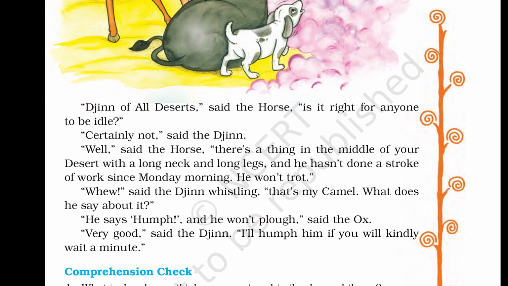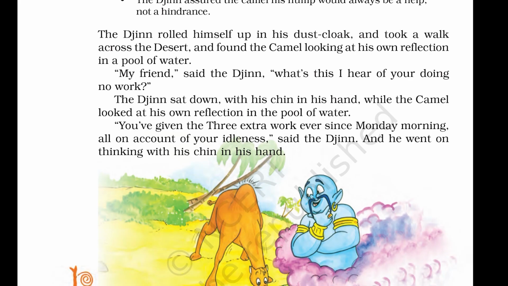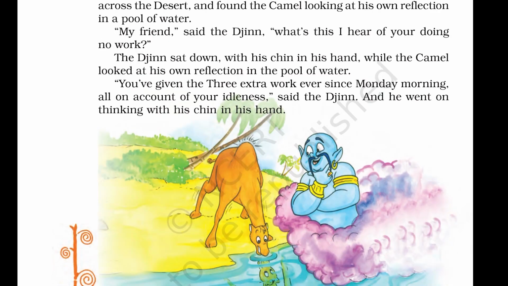"He says hump, and he won't plow," said the ox. "Very good," said the jinn. "I'll hump him if you will kindly wait a minute." The jinn rolled himself up in his dust cloak and took a walk across the desert and found the camel looking at his own reflection in a pool of water.